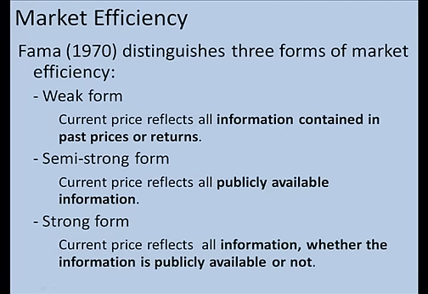And then finally, we have strong form market efficiency. Under this version of market efficiency, the current stock price reflects all information, regardless of whether the information is publicly available or not. In other words, inside information about a company that's not been revealed to the public yet, all that information is incorporated into the current price.